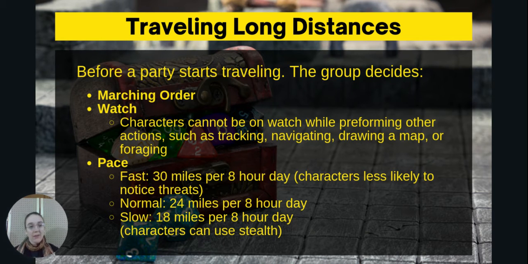Another thing that you need to decide is watch. Characters cannot be on watch while they are performing other actions, such as tracking, navigating, drawing a map, or foraging. So it's good to have at least 2 members of your party on watch, while the other individuals are doing other things like navigating the way or drawing a map of where you're going or trying to gather food as you go.